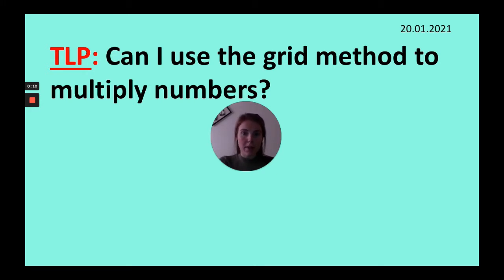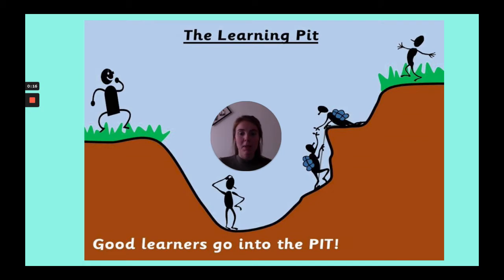So the grid method is a formal written method of multiplication that we learn in Year 4. If you are thinking, Miss Coleman, I am really in the pit with this right now, I do not know what the grid method is, don't worry, we're going to go over it for the next few lessons. And this is really tricky stuff, okay? So just have a go and do your best.